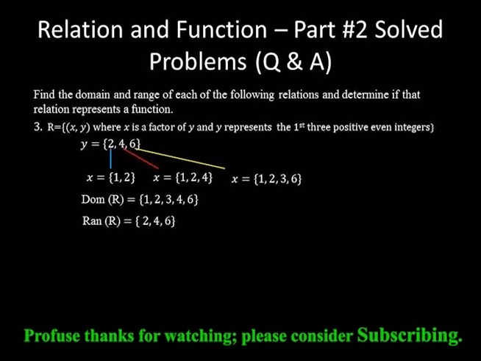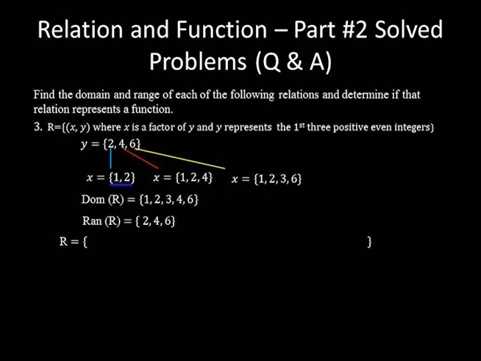It's given that the relation is an ordered pair (x, y), meaning each y value pairs with its factors to form a set of ordered pairs. So let's form those ordered pairs. The relation equals: each of these two factors of 2 paired with the number 2 to form the ordered pairs (1, 2) and (2, 2). These three factors of 4 paired with the number 4 to form these three ordered pairs. And finally, the factors of 6 and the number 6 paired to form these 4 ordered pairs.